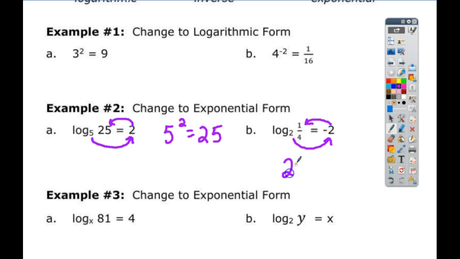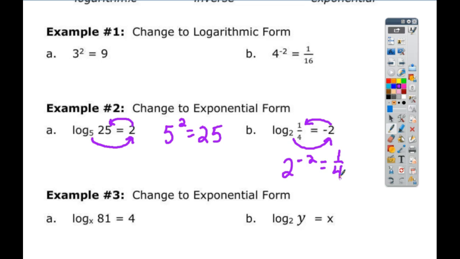So if I want to write this in exponential form, again, the circle thingy, I'm going to get 2 to the negative 2 equals 1/4. That's it. Is this true? 2 to the negative 2. The negative means it goes to the bottom, and the second means you square it. So 2 to the second is 4. So I get 1 over 4.